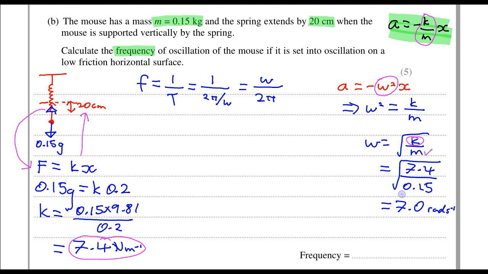Finally, we can take this omega and put it back in our original frequency equation. So we can say, therefore, the frequency is 7.0 over 2 pi, which is 1.1 Hertz.